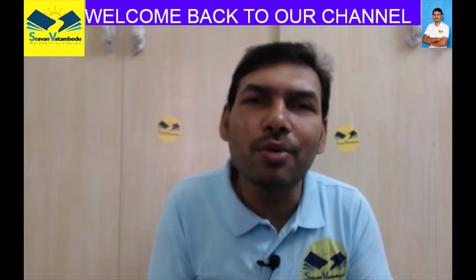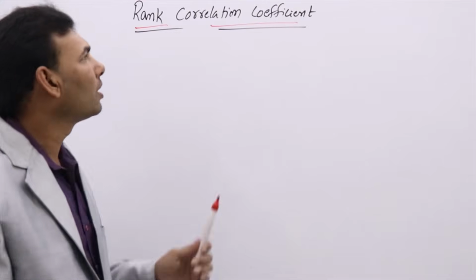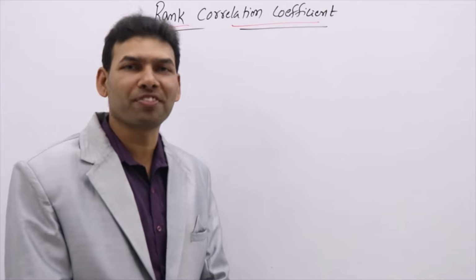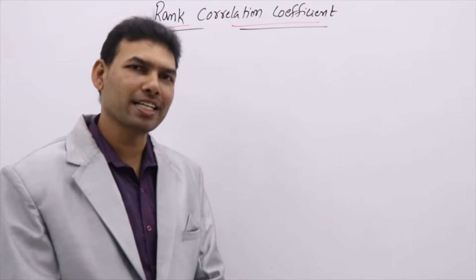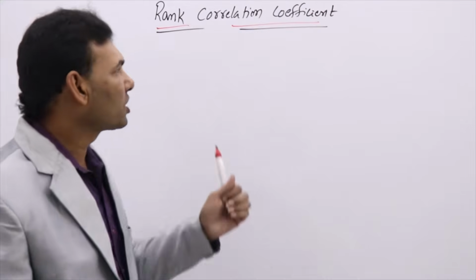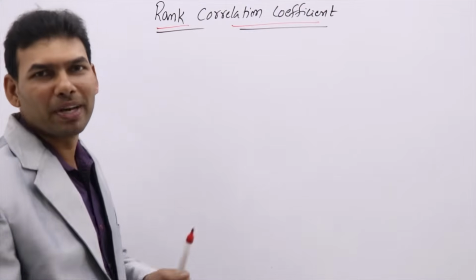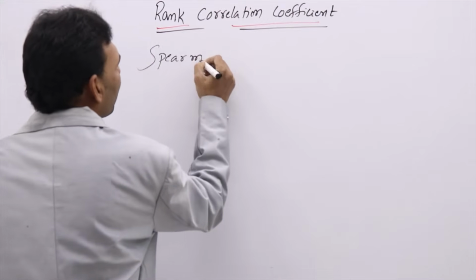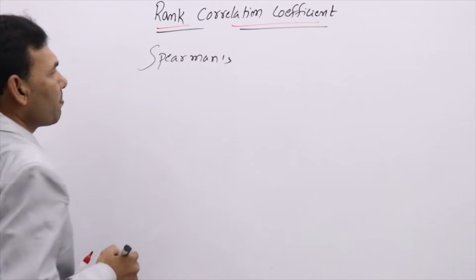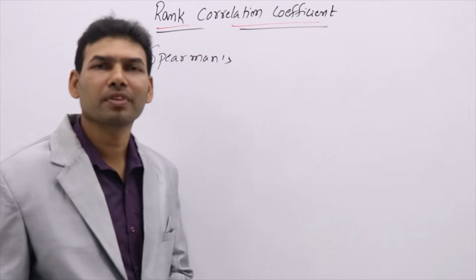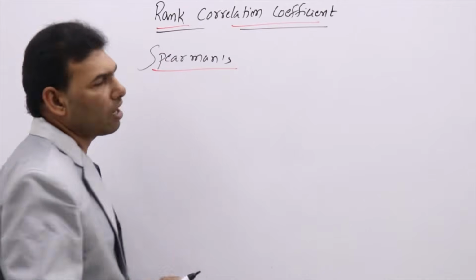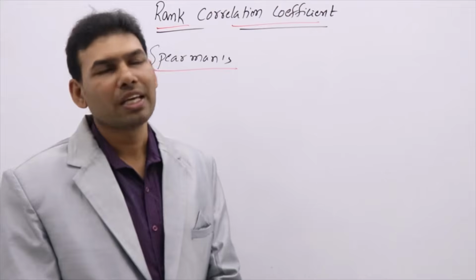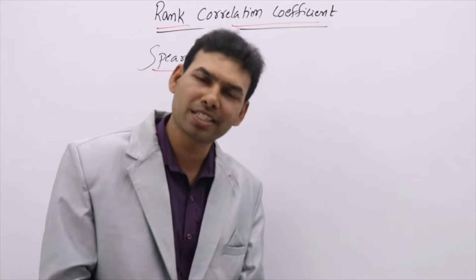In this video lecture, we are going to discuss rank correlation coefficient. This is finding the coefficient of correlation using ranks, which was invented by a British mathematician. We call it Spearman's rank correlation coefficient. He invented a method of finding the correlation coefficient using ranks, which is based on qualitative techniques.